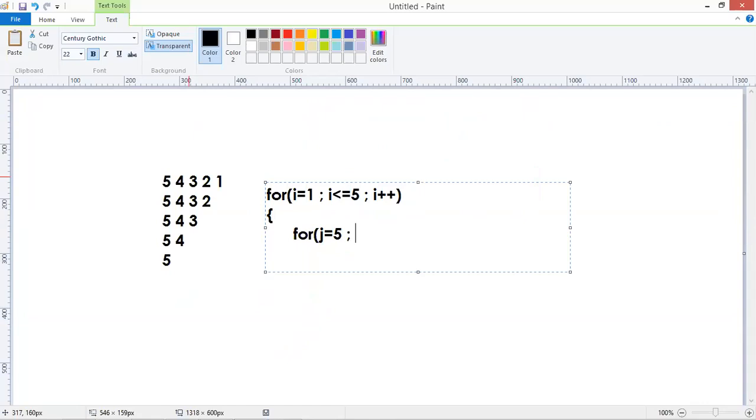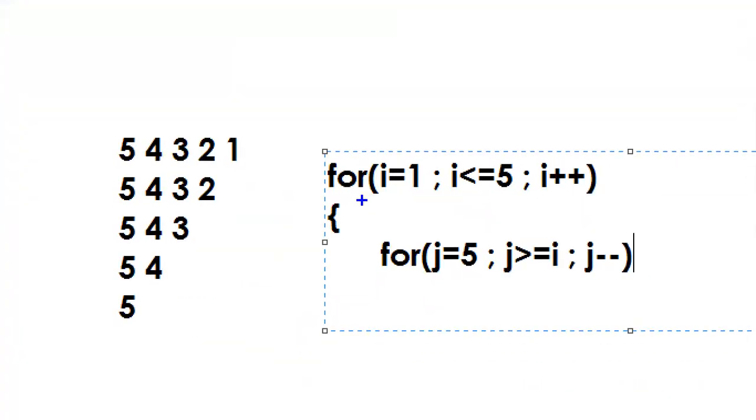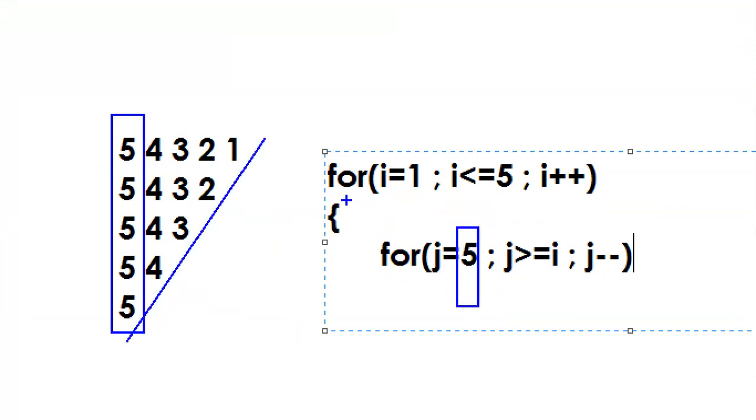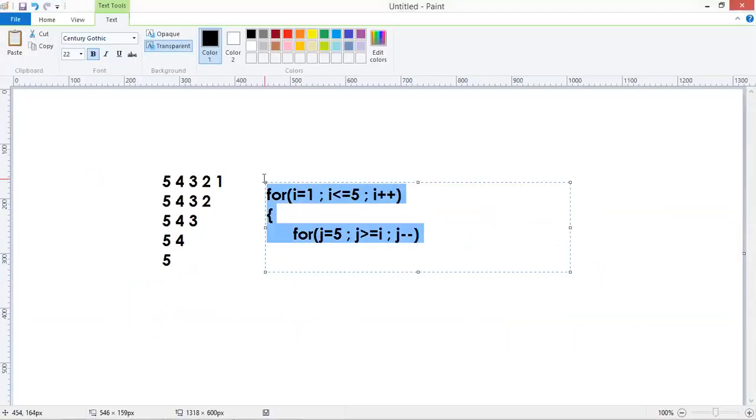5, 4, 3, 2, 1 is a decreasing order. So j greater than or equal to i, j minus minus: 5, 4, 3, 2, 1. Every time the pattern starts with a 5, and goes down to i, which is 1, 2, 3, 4, 5. That is a decreasing order, right? That's why 5 to 1, 5 to 2, 5 to 3. Like this it will give.